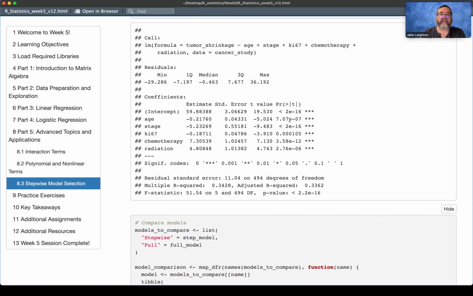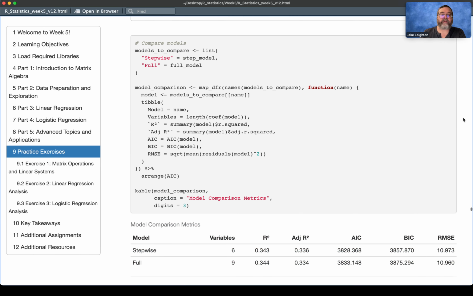Residuals look good. Now everything's significant, of course, because it found the best model, and it gives a pretty low standard error. So we could argue that it is one of the better models for fitting the data, and it kind of makes sense because we knew stage matters so much, and we knew chemo and radiation mattered so much.